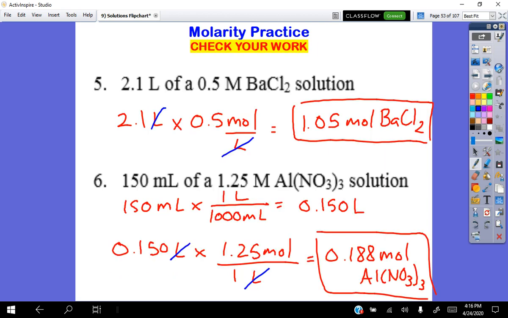Welcome back. Hopefully you remembered that milliliters to liters step this time. You still needed to convert that for number 6. For number 5, you just had to multiply the two together. Again, I showed my units as moles over liter for the molarity problem. They are fairly interchangeable. Whether you see capital M or mole over liter, it means the same thing.